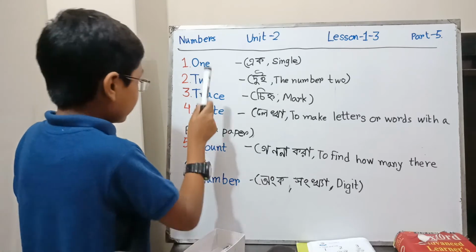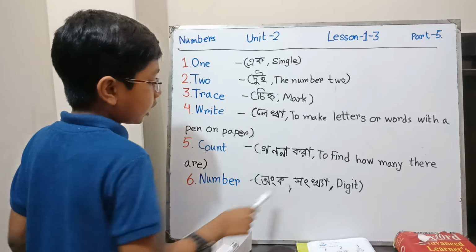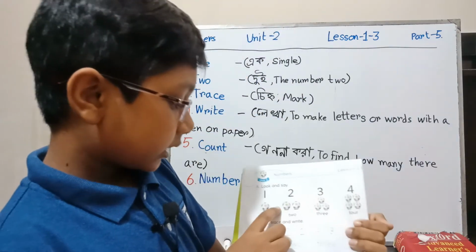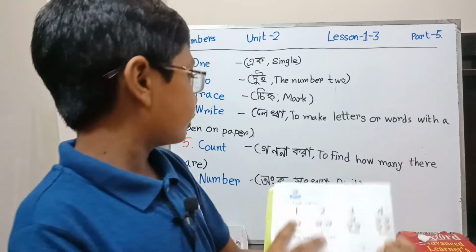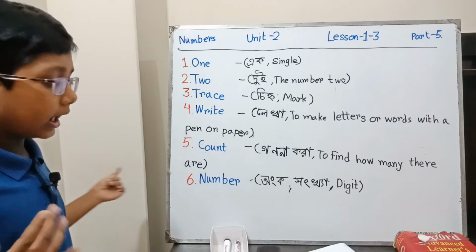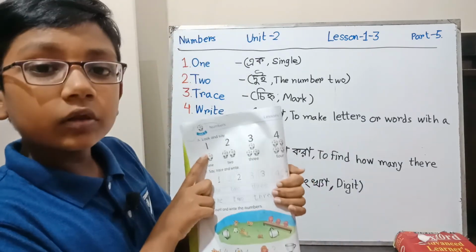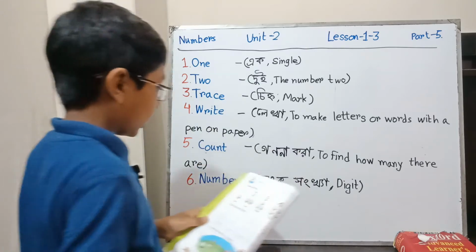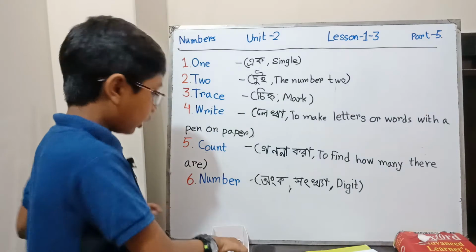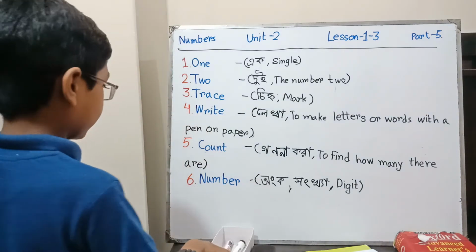Next, here, we got number. Onko. Shonka, digit. So here, look at these things. So here is looks like a drawing thing. It's called a digit. Shonka. Like in Bengali, this is called shonka. Shonka. Even it could be called onko. Like that.